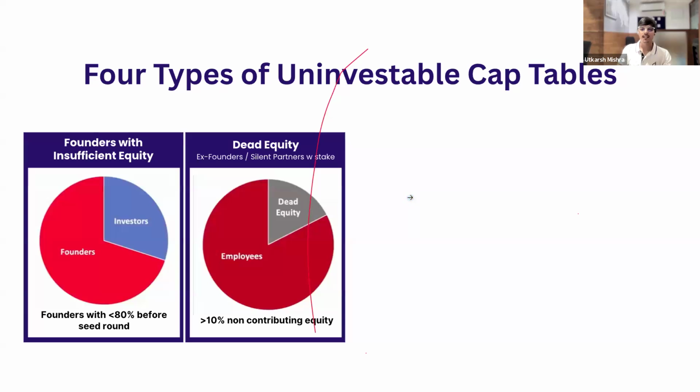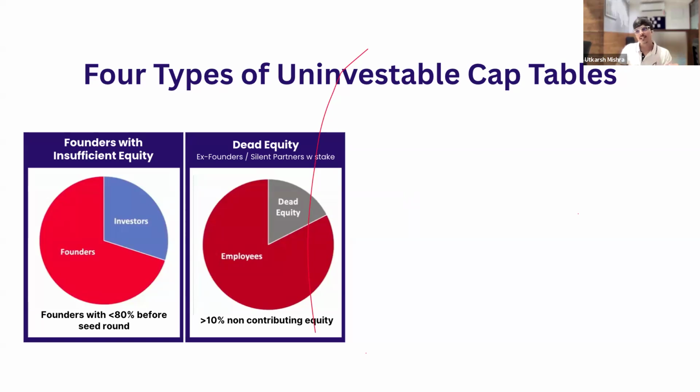Second is dead equity. Let's say you give 10% to an advisor who says that I will bring you 100 B2B clients, but later he brings you zero. So it becomes dead equity because now he's holding the stake as well and he's not contributing.